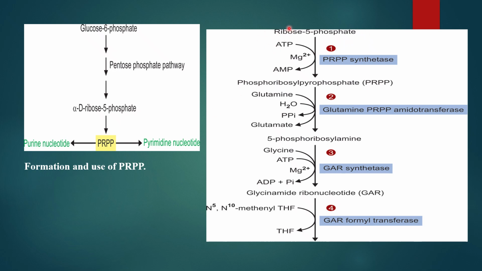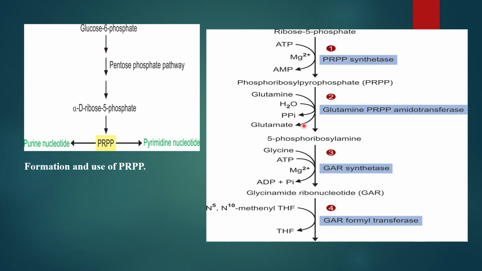In the synthesis of purine nucleotide, there are a total of 11 steps. So we will see the steps. Ribose 5-phosphate is first converted into phosphoribosyl pyrophosphate in the presence of the enzyme PRPP synthetase. Why are we calling it synthetase? Because ATP is utilized here. It will be converted into AMP, and one pyrophosphate is transferred. And so the PRPP, phosphoribosyl pyrophosphate, is now synthesized.